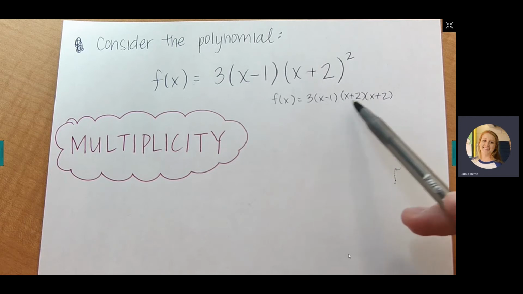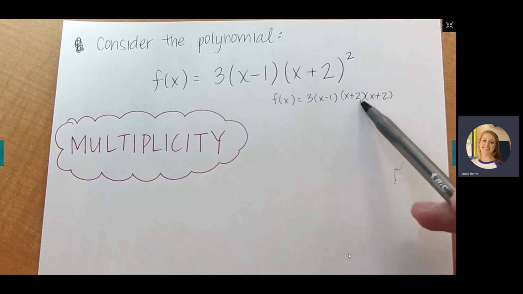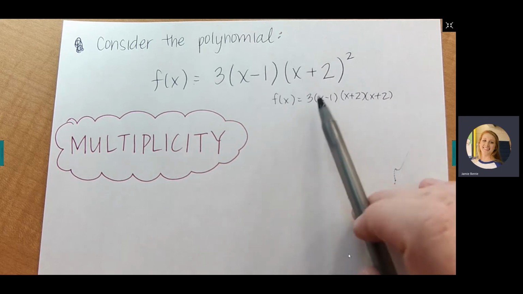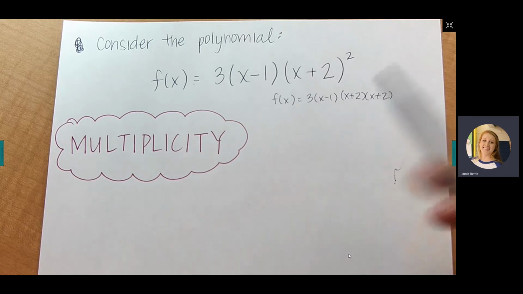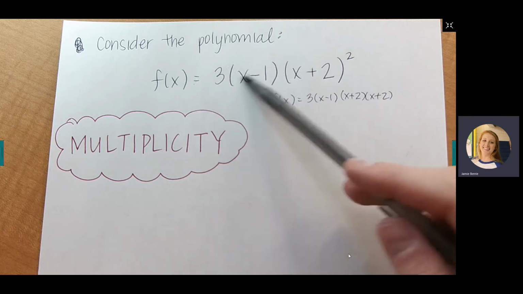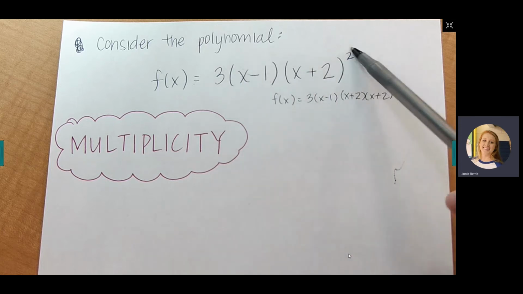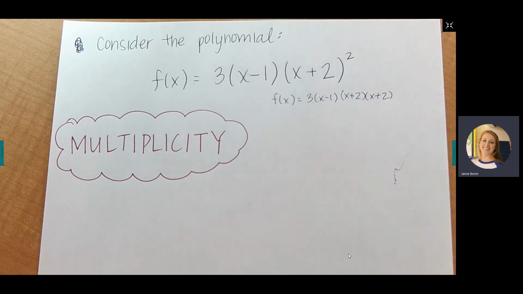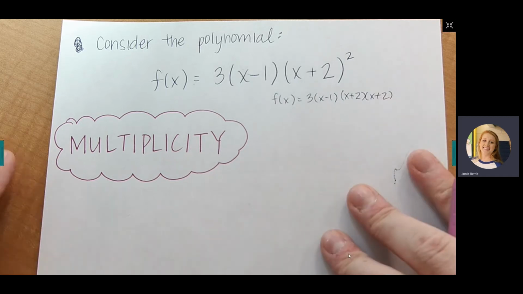We could grab the x-intercepts out of here. That would be 1, -2, and -2. All right, so there's your x-intercepts. And then you could also look and say, okay, it's got 3 factors, so it's degree 3. But whenever you're in this factored form and it's got a factor raised to a power, that brings up a topic called multiplicity.